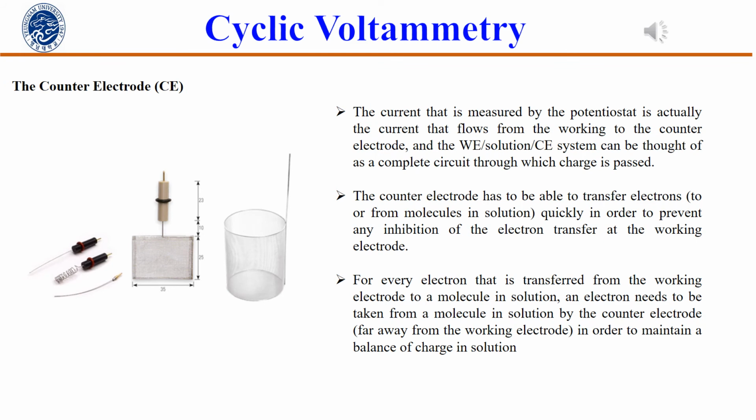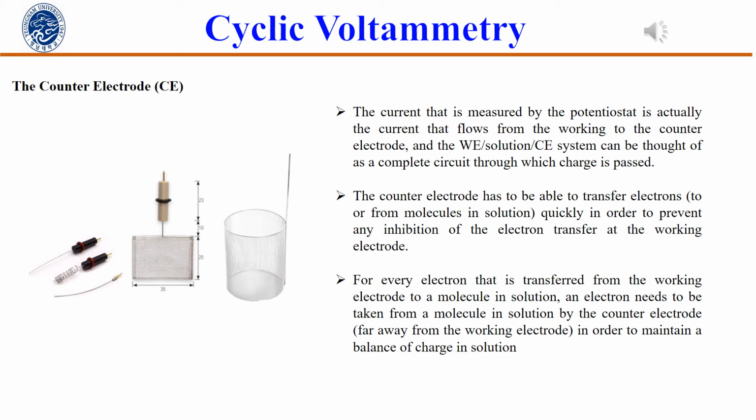The counter electrode has the simple requirement of transferring electrons between the counter electrode and the solution. The current that is measured by the potentiostat is actually the current that flows from the working electrode to the counter electrode, through the working electrode, solution, and counter electrode system, so that we can see the complete circuit.